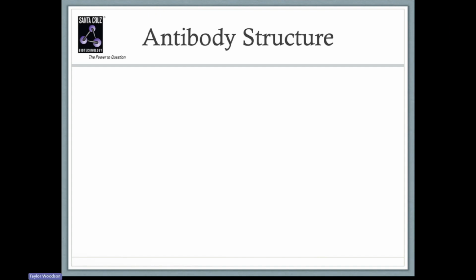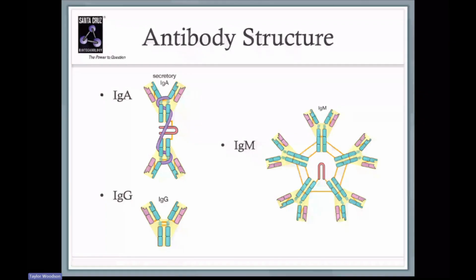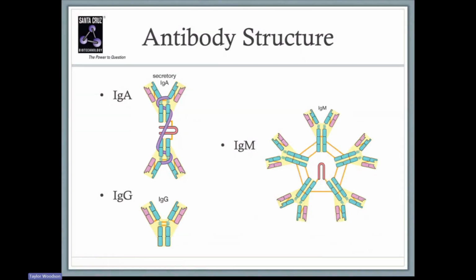Okay, antibody structure. IgA, IgM, and IgG. I wanted to talk about these very briefly, simply to point out the differences in their structure. So IgA, IgG, and IgM, these are the big three, right? What's interesting is IgG and IgM can actually work together as primary antibodies and secondary antibodies. IgA is a little bit more difficult to work with.